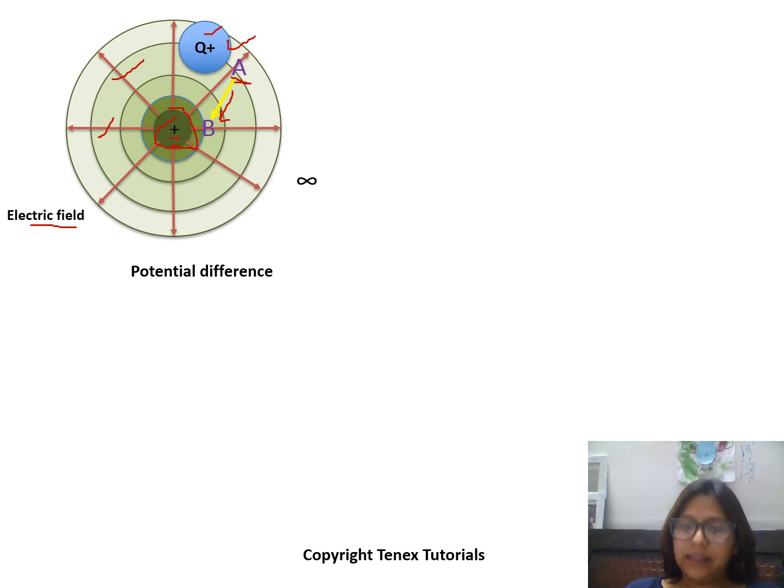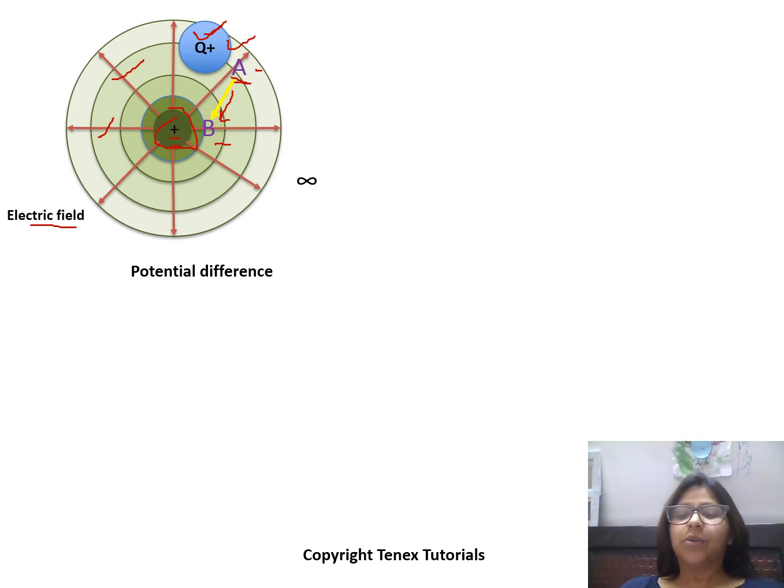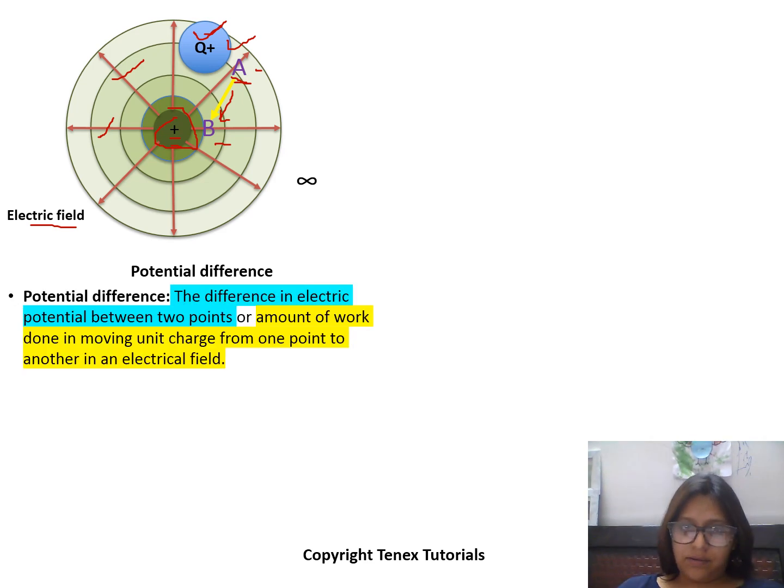And this amount of work that is being performed to push this particular quantity of charge from one point to another point within the electric field of another unit positive charge is referred to as the potential difference. What is this referred to as? Potential difference. Okay guys, so let's move forward.